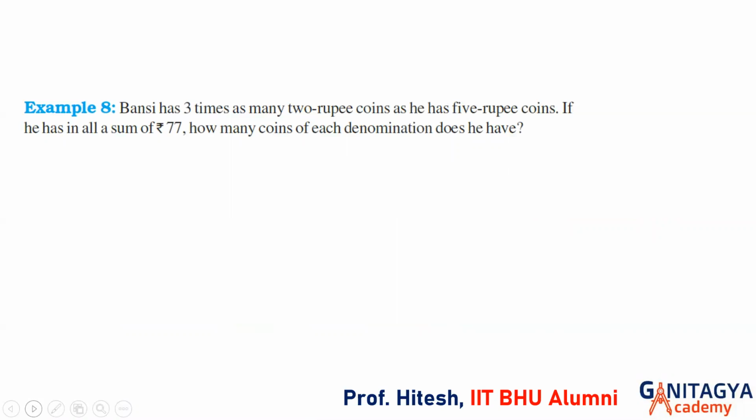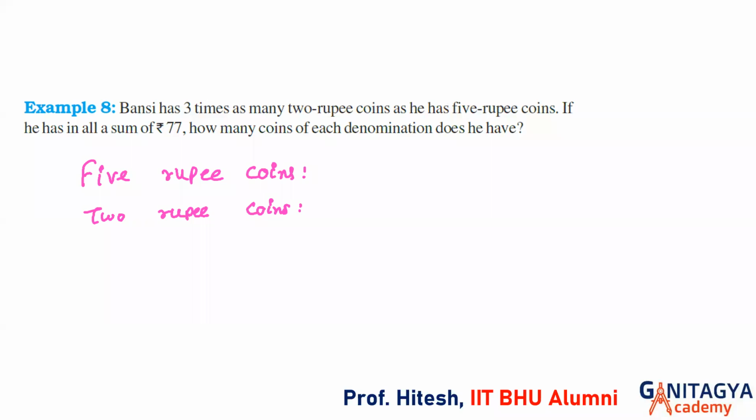Okay, so the next question is example 8: Bansi has 3 times as many 2 rupee coins as he has 5 rupee coins. If he has in all a sum of 77 rupees, how many coins of each denomination does he have? Please try to understand the question, first write it down, and then let me know.